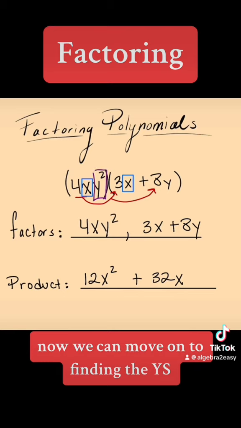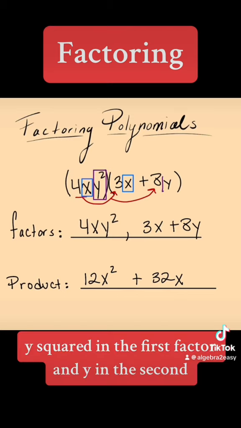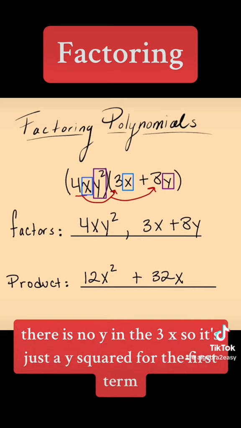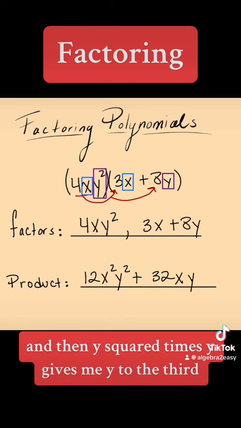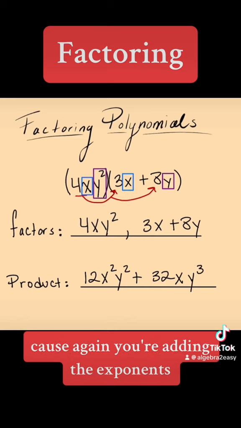Now we can move on to finding the y's. Y squared in the first factor and y in the second. There is no y in the 3x, so it's just a y squared for the first term, and then y squared times y gives me y to the third, because again, you're adding the exponents.